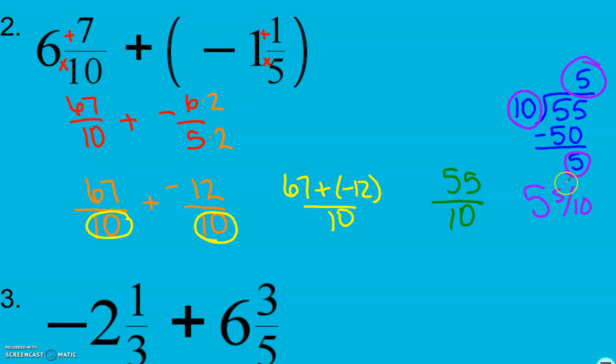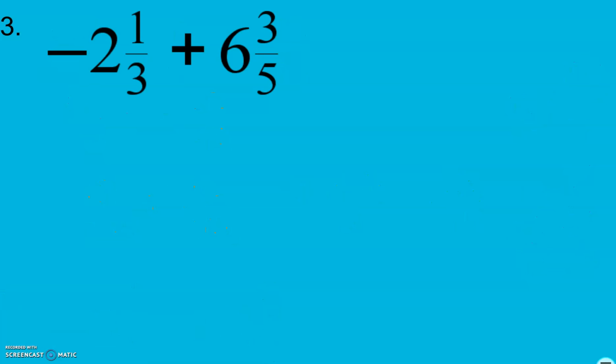Between 5 and 10, I can take a 5 out of each of them. So 5 divided by 5 is 1. 10 divided by 5 is 2. So here I get 5 and 1/2.